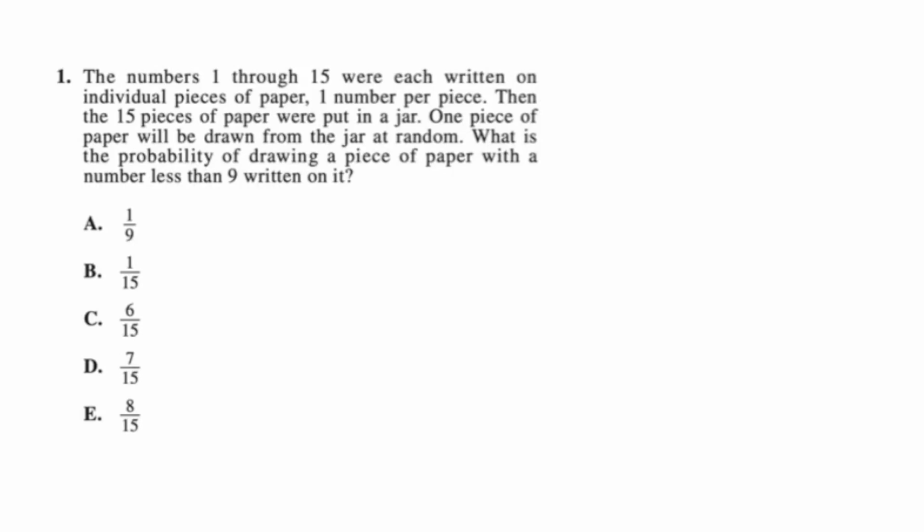So number 1 says the numbers 1 through 15 were each written on individual pieces of paper, one number per piece. Then the 15 pieces of paper were put in a jar. One piece of paper will be drawn from the jar at random. What is the probability of drawing a piece of paper with a number less than 9 written on it?